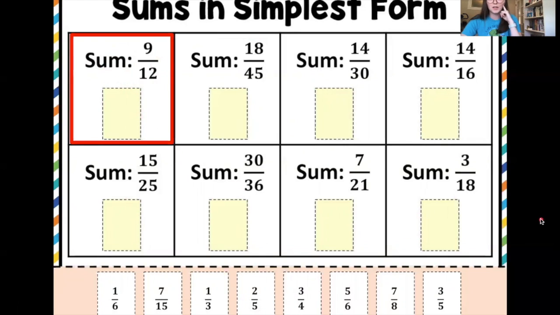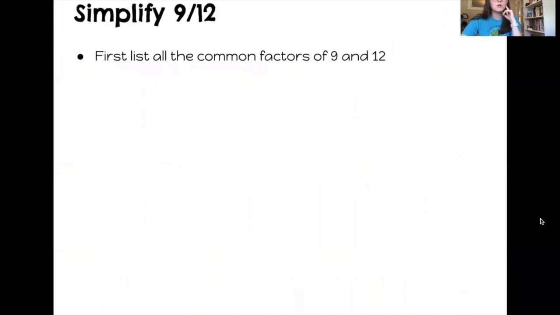We're going to simplify 9/12 because that's not the simplest form. That's not as small as we can make this fraction while keeping it the same amount. So we're going to list all the common factors for 9 and 12 to start. So remember, factors are like multiplication equations.